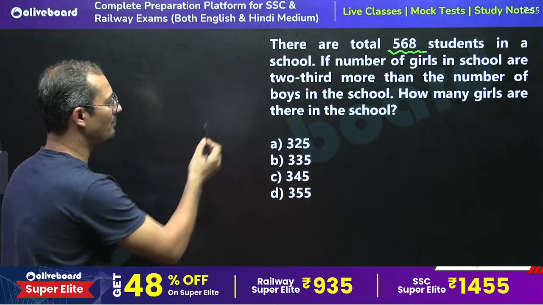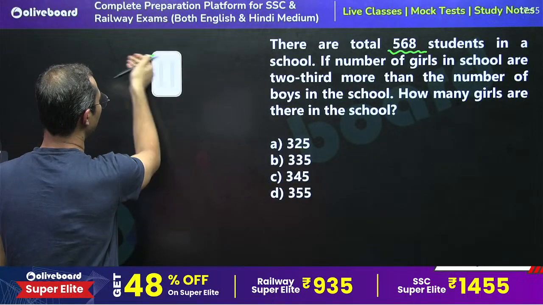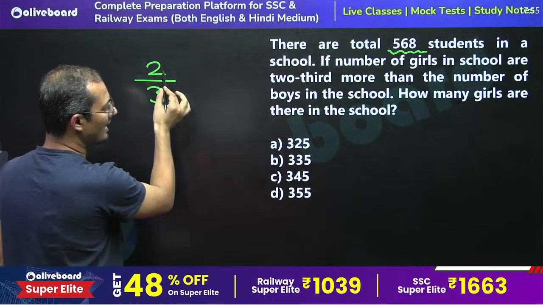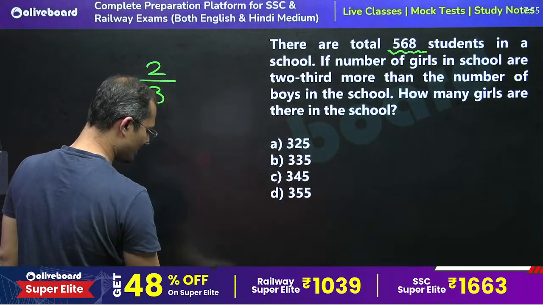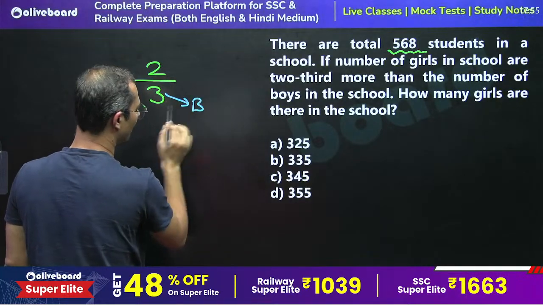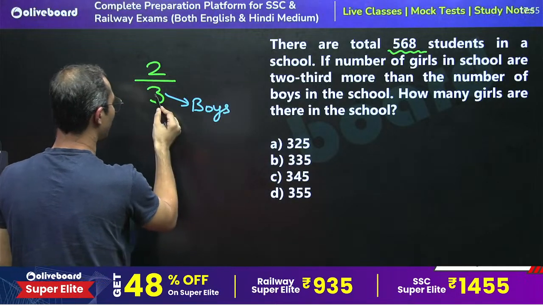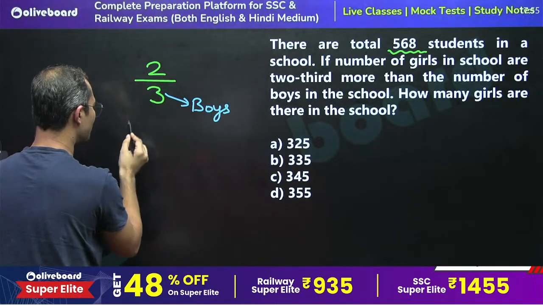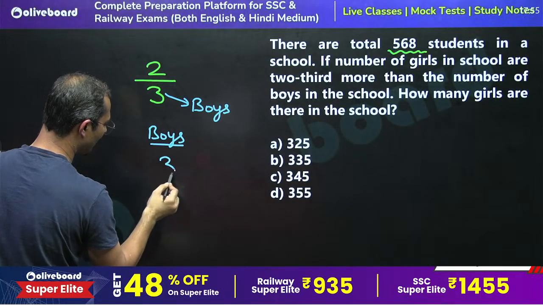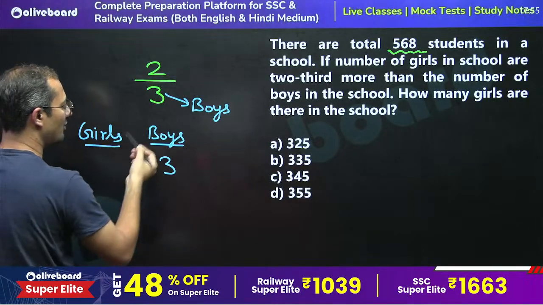How? See, the number of girls in the school is 2/3 more than boys. Just understand this fraction, 2/3. What does it mean? The girls are 2/3 more than the number of boys. The base is always the number of boys, and the base is represented by the denominator. If I say that boys are 3 units, now tell me how many girls are there.